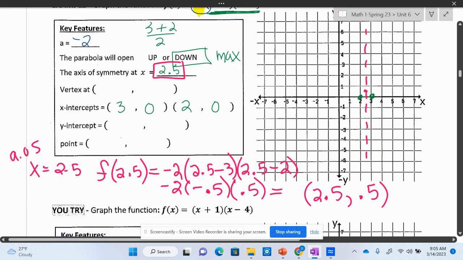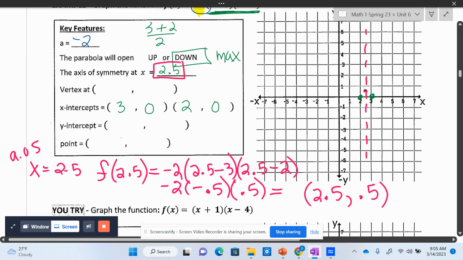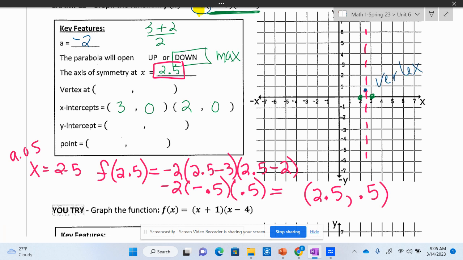It's very tiny. It's right there in the middle of that grid right here. There's my vertex. I don't know if you can see it. I'm going to draw an arrow to it. So we have 3 points right now. We just need 2 more.